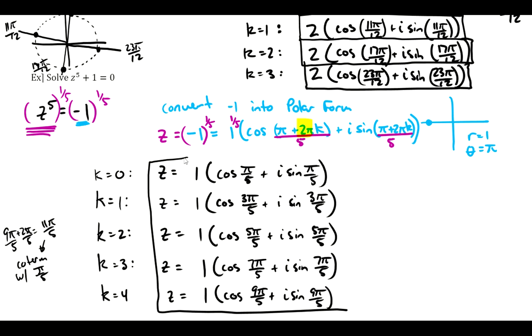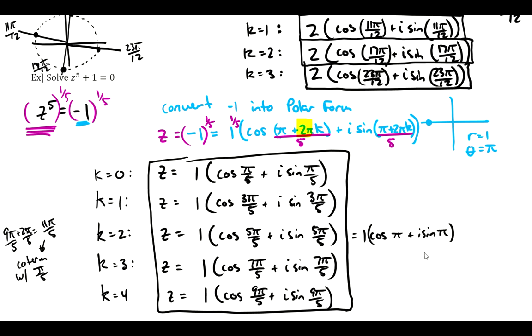Now the middle one we would simplify and just say pi. So this middle one, 1 and then big parentheses cosine of pi plus i sine of pi. Notice this one does simplify to be just -1. And that makes sense. -1 to the 5th plus 1 will equal 0. So we can check that answer pretty quickly.